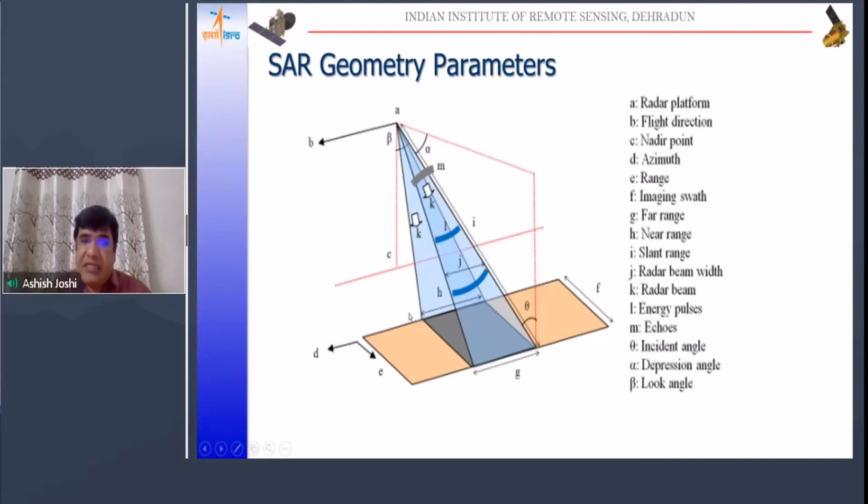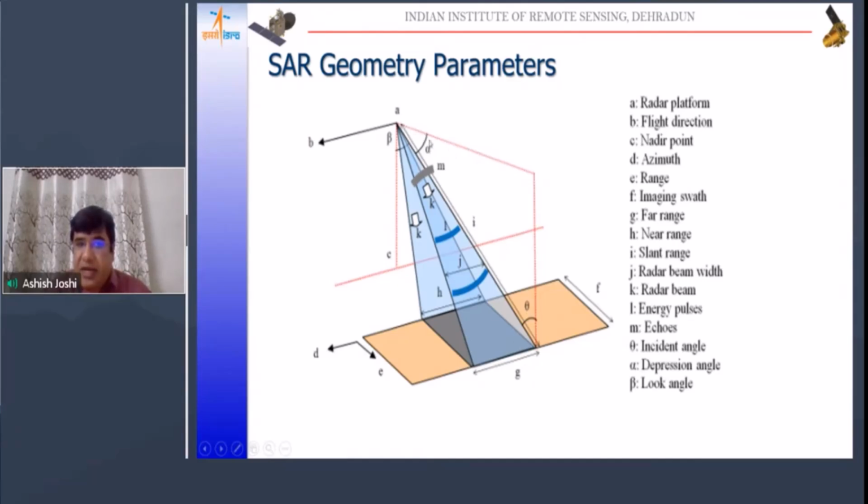Theta is the incident angle. So what is the incident angle? It is the angle the radar beam makes with the normal to the surface. This is our surface, and this is perpendicular to the surface. The angle the radar beam makes with it is called the incident angle, and this alpha is called the depression angle. This is a horizon, which is parallel to this surface.